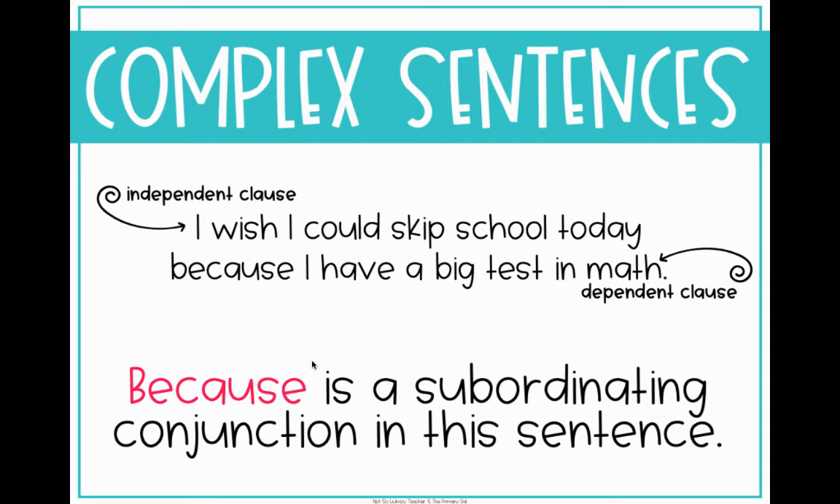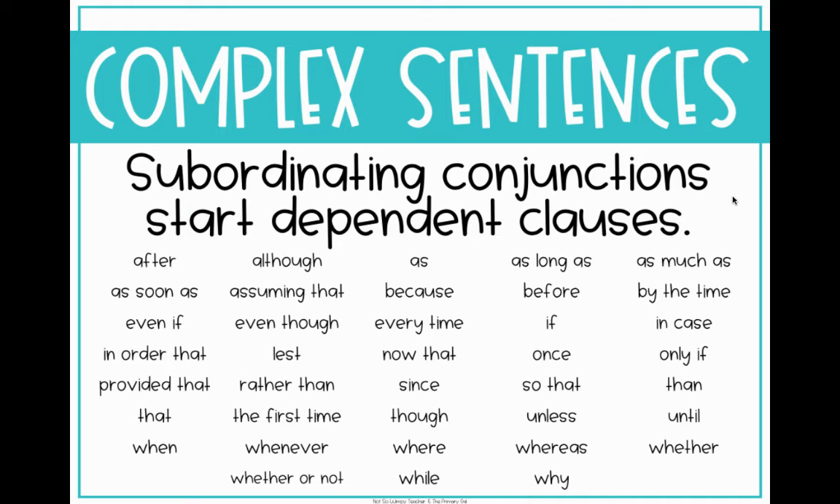We have another example of a complex sentence. I wish I could skip school today because I have a big math test. Because is a subordinating conjunction. It adds to the dependent clause, I have a big test in math. Here are examples of other subordinating conjunctions, and the subordinating conjunction always is at the beginning of the dependent clause.